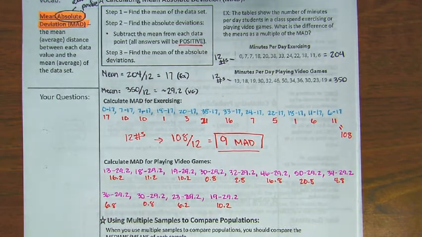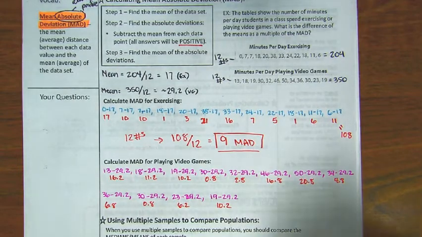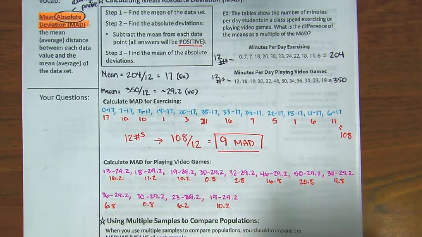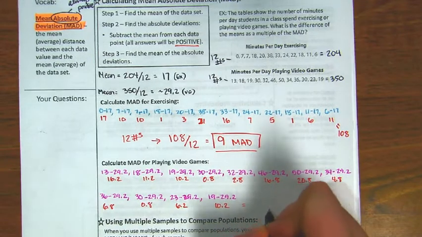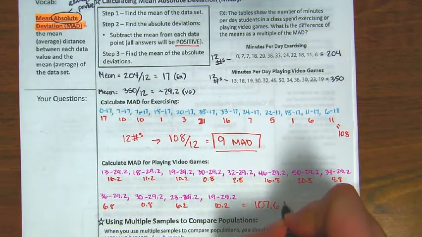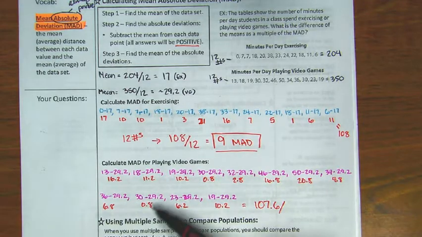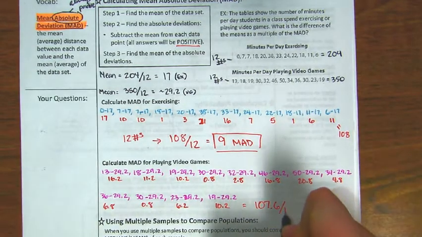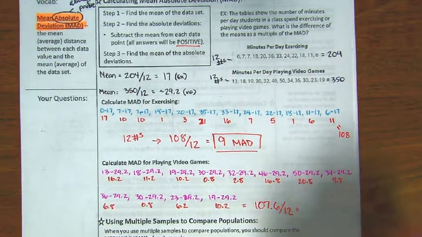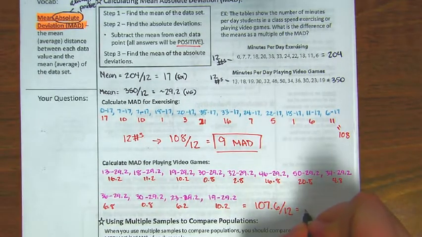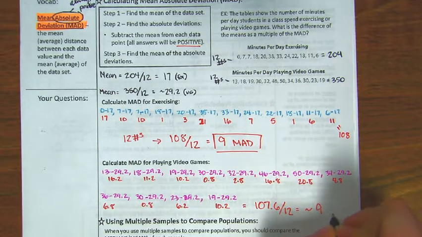All right, if I add up all of my red numbers, all my differences, that's how I'm going to calculate my MAD. When I add all of these together, I end up with 107.6. Okay, and I still have 12 numbers, so 1, 2, 3, 4, 5, 6, 7, 8, 9, 10, 11, 12. So I'm still going to divide by 12, and I'm going to get a weird funky decimal number. I'm just going to round it. I get approximately 9.